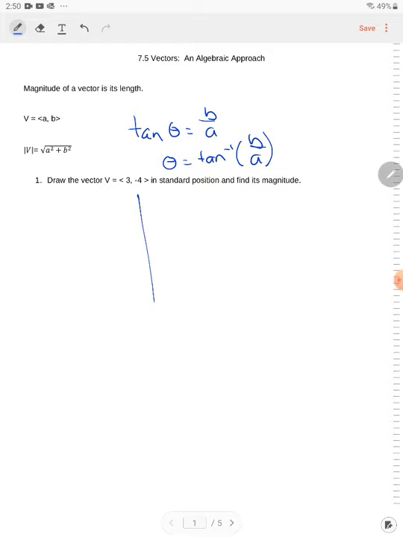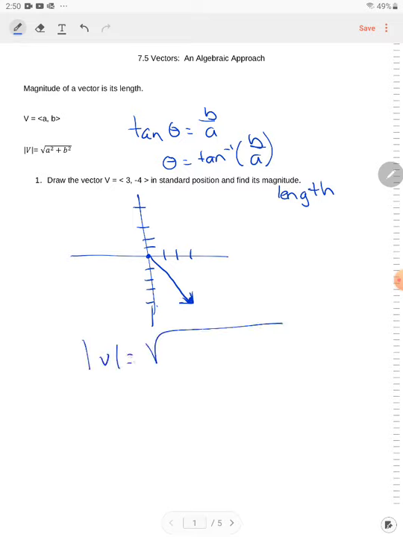Okay, draw the vector 3, -4 in standard position and find its magnitude. Now remember, magnitude here just means length. We use the distance formula to find that. Your vector starts from 0, 0, and you go to 3, -4, just like you're plotting the point, and you draw an arrow, and that represents a vector. So the magnitude of our vector v is the square root of 3 squared plus -4 squared. Well, 9 plus 16 is 25. The square root of 25 is 5.